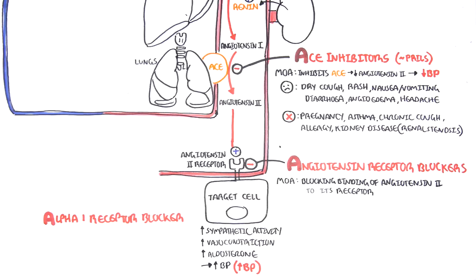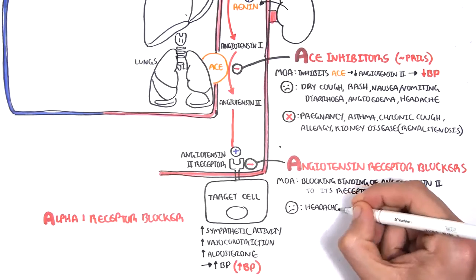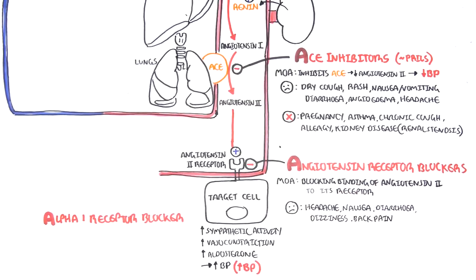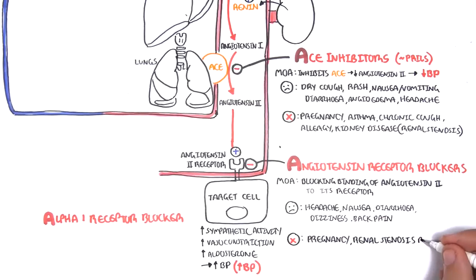And so thus it will decrease the activity of angiotensin 2, which will result in a decrease in blood pressure. The side effects of angiotensin receptor blockers include headache, nausea, diarrhea, dizziness, and back pain. Some contraindications include pregnancy, bilateral renal stenosis, and if they are allergic to angiotensin receptor blockers.